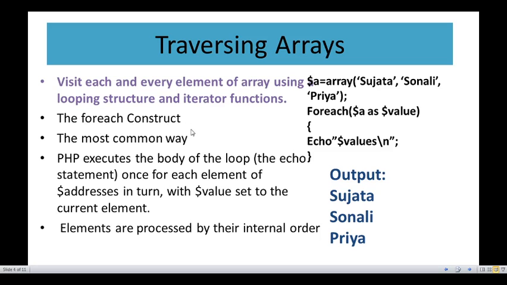We are using the foreach construct. See here, foreach ($a as $value). Here we are printing the values only. The values inside this array are first Sujata, then Sonali, then Priya. These are the three values. PHP executes the body of the loop once for each element of $a, first for the first, then the second, then the third. In this way, till the end of the array, you can print the values of the array. Elements are processed in their internal order.